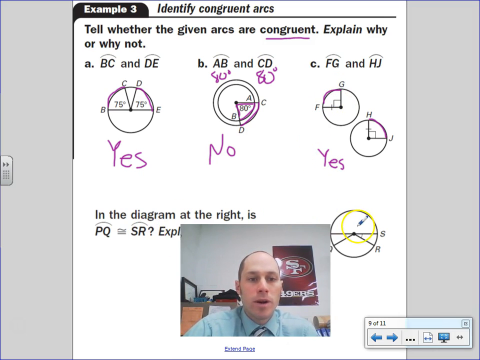So in the diagram at right, is arc PQ congruent to arc SR? Well, it's similar to this example here. They have the same measurement of the central angle. There it is. So they have the same central angle, PQ and SR. So that means their measures are the same, and they're in the same circle, so yes, they would be congruent.